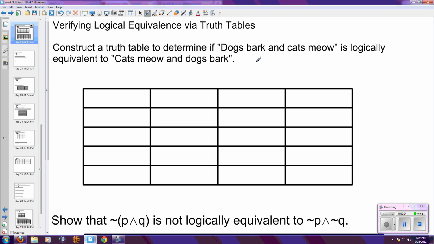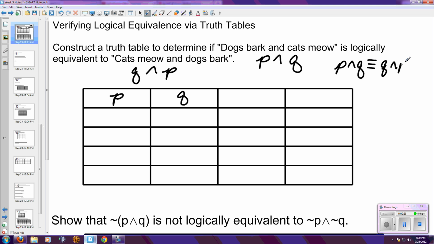What I will say in this case, let's call dogs bark and cats meow. Let's say dogs bark is P, and cats meow, we'll call that Q. And then if cats meow and dogs bark, we'll have Q and P. So first thing is always, let's start by filling in our truth table, P, Q, and we want to check: is P and Q logically equivalent to Q and P?